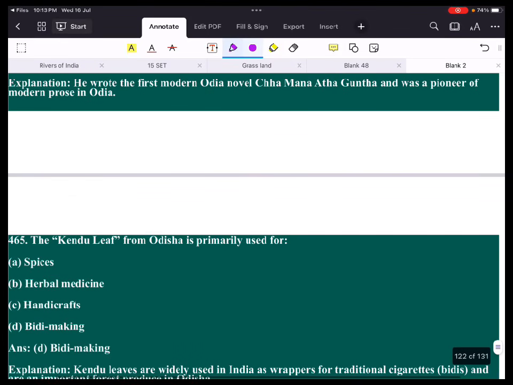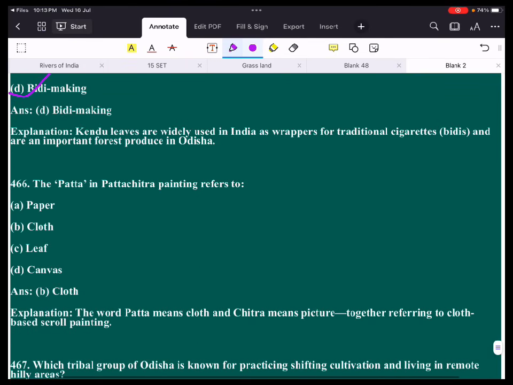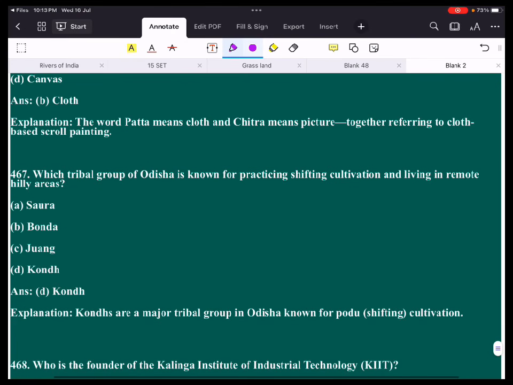The kendu leaf from Odisha is primarily used for beedi making. Option D. The patta in Pattachitra painting refers to cloth. Option B. Which tribal group of Odisha is known for practicing shifting cultivation and living in remote hilly areas? Option D. Kondhs.